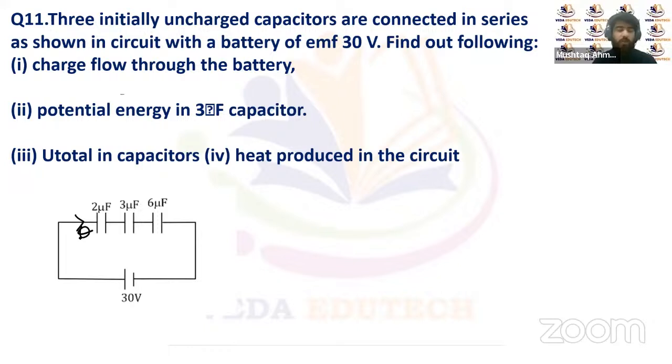So the charge supplied by the battery will be the equivalent capacitance of these 3 capacitors multiplied by the potential, that's 30 volts. The equivalent capacitance for these 3 capacitors will be 1 upon C equivalent equals 1 upon 2 plus 1 upon 3 plus 1 upon 6.